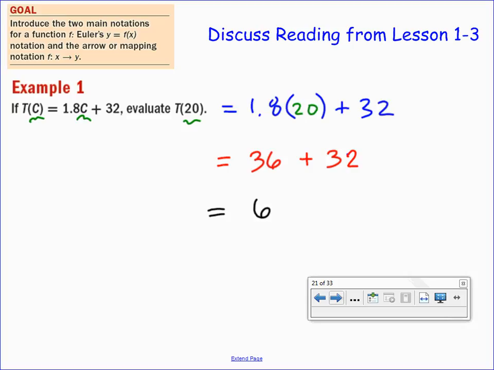Did I do that correctly? So if Ben is correct in his thinking that C represented degrees Celsius, let's go ahead and interpret our answer in the context of the problem. Go ahead and tell your partner quietly what this 68 means, and what T of 20 represents in the context of the problem. What do we just figure out then? And I'm going to call in a partner pair.